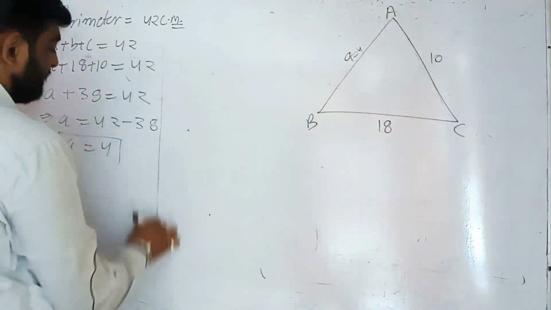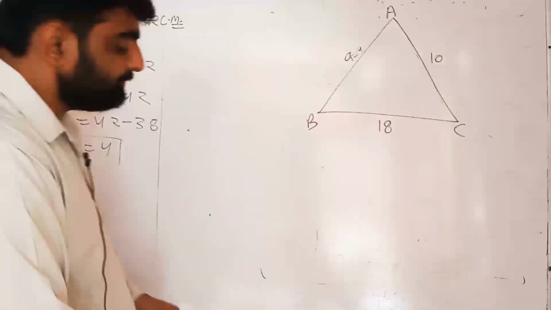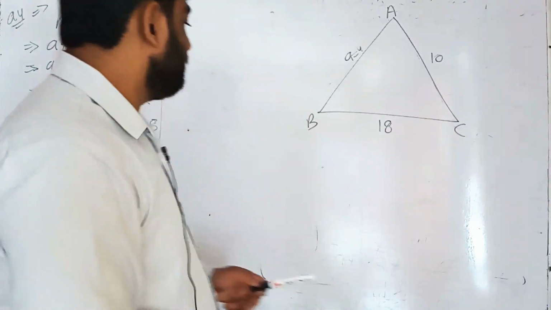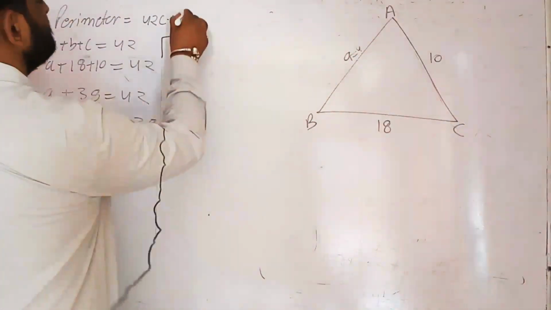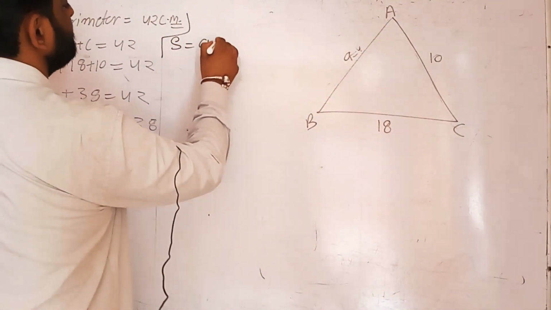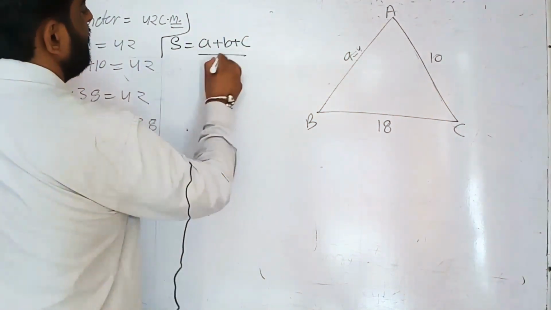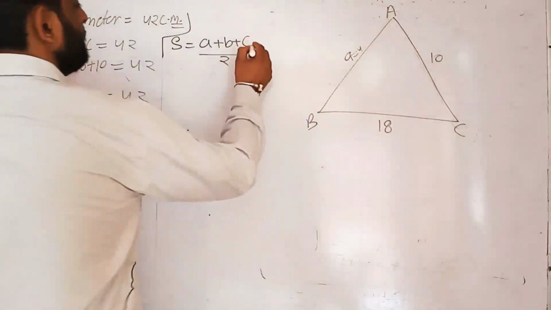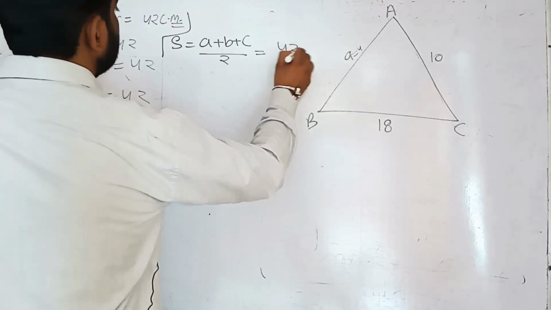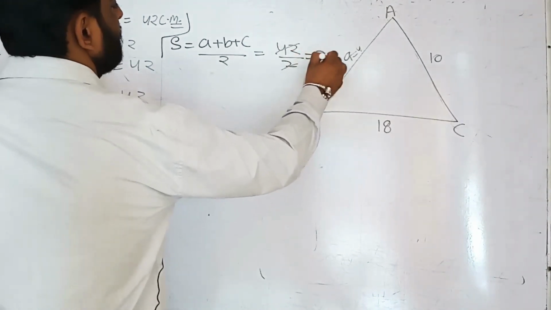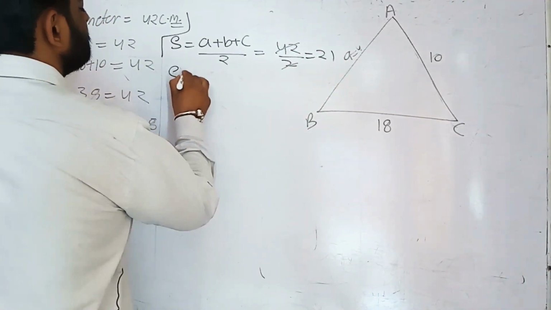How do we find the area of the triangle? First we have to find the value of S. What is the value of S, students? S is (A plus B plus C) upon 2, students. So A plus B plus C is 42 upon 2, that is 21, students. So S is equal to 21.